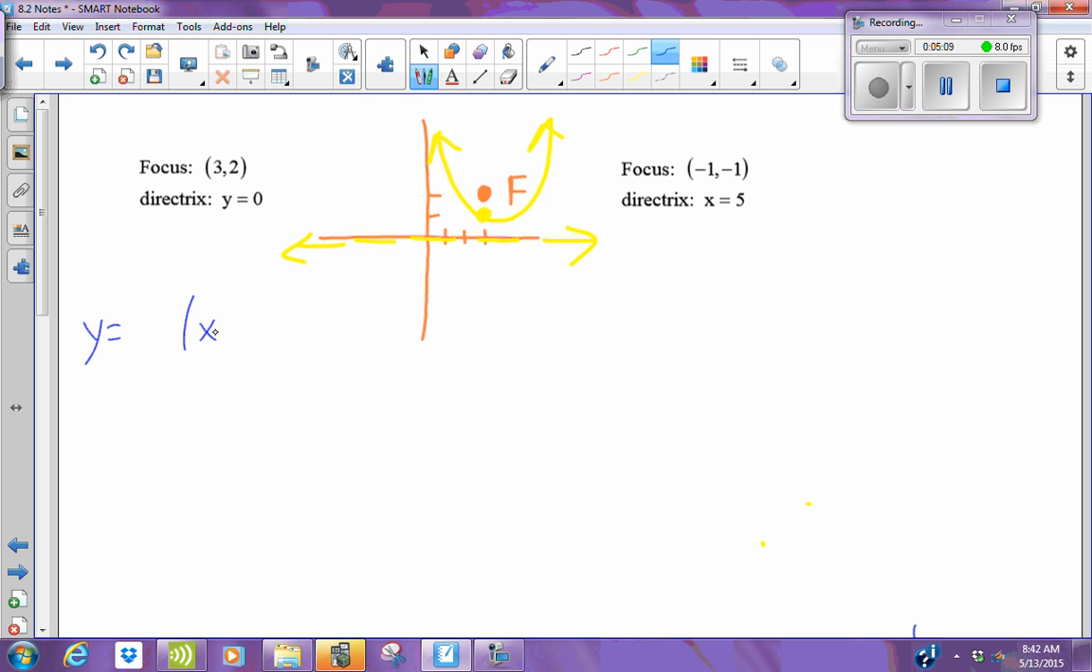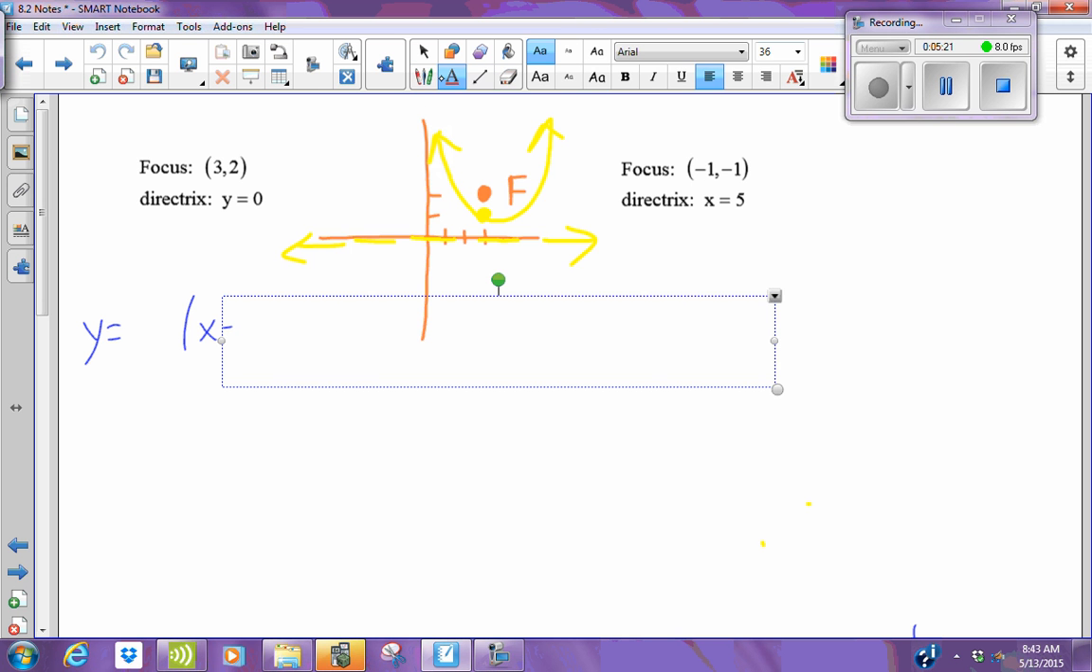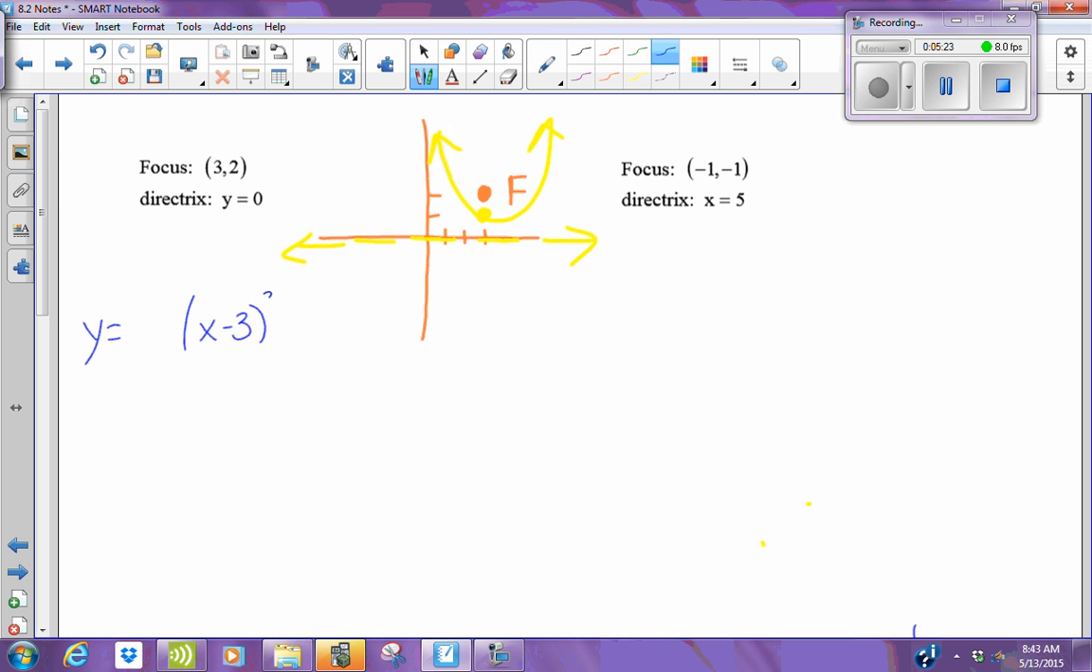You're going to fill in x minus 2 squared. Nope, that's a 3. X minus 3, whoa. Plus what? Okay. Now, what's your A? I'm sorry, what's your P value? P is 1, so then this is 1 over 4A. And it's positive because your parabola was opening up.